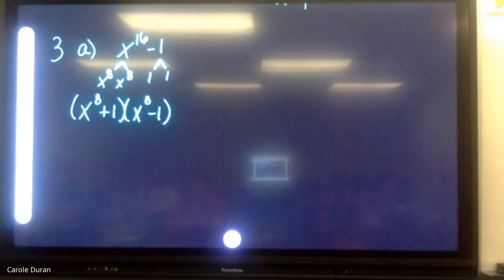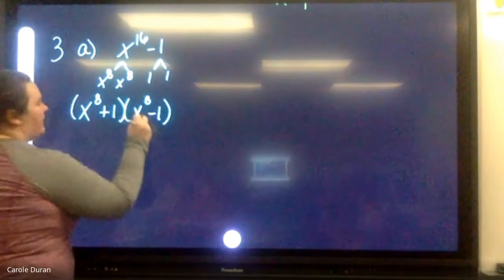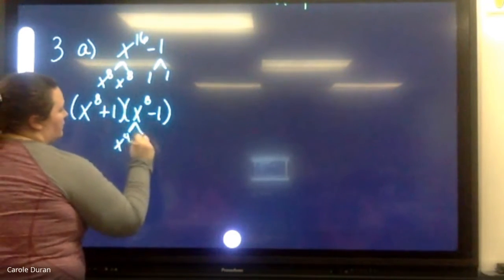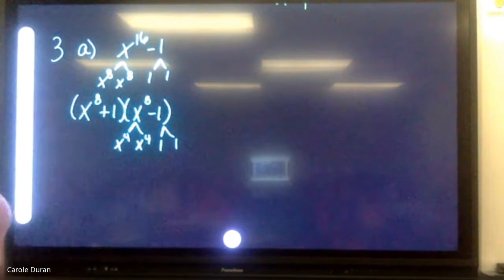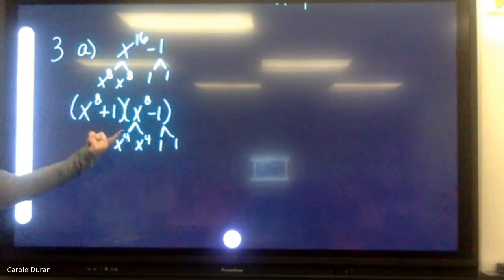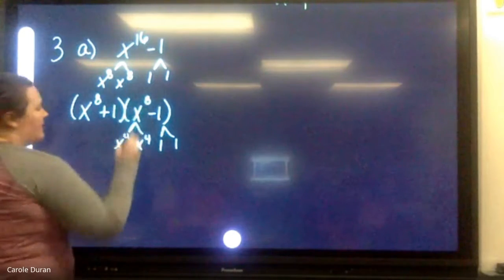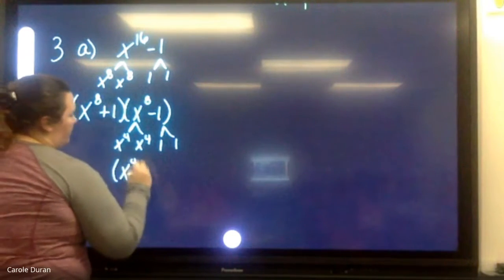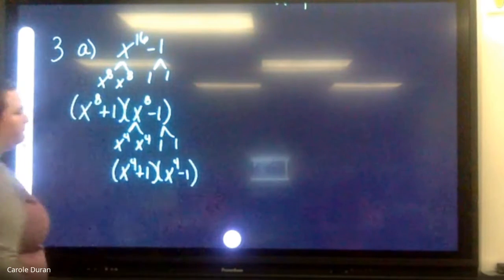So from here, I have another difference of squares, because x to the 8th is the same as x to the 4th times x to the 4th, and 1 is the same as 1 times 1. So that one's going to factor out farther. Same process: 2 factors, 1 addition, 1 subtraction. So then this one becomes x to the 4th plus 1 and x to the 4th minus 1.